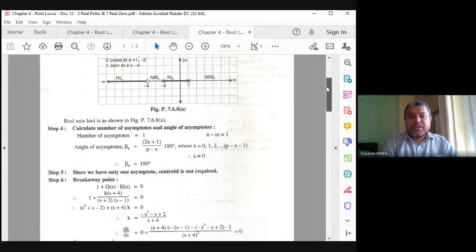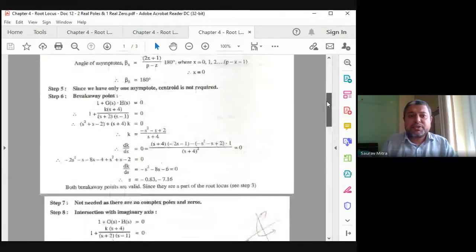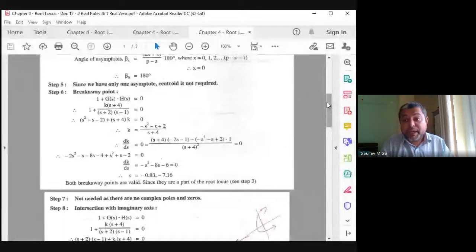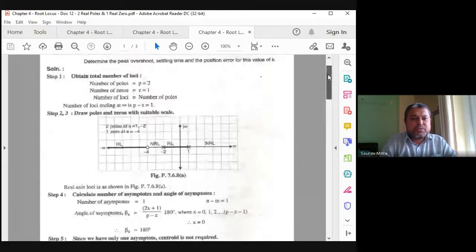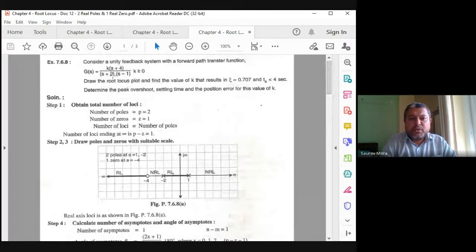So this calculation of breakaway point and break in point, you can keep a screenshot. At break in point also zeta is equal to 1 and you can calculate k critical at break in point. That means whatever GSH is given to us, that is k into s plus 4 divided by s minus 1 into s plus 2. So whatever these values are given, this whole mod is equal to 1 and you can substitute two values of s. One value of s you can substitute as minus 0.83, another value you can substitute as minus 7.13 and you can find out two values of k critical.